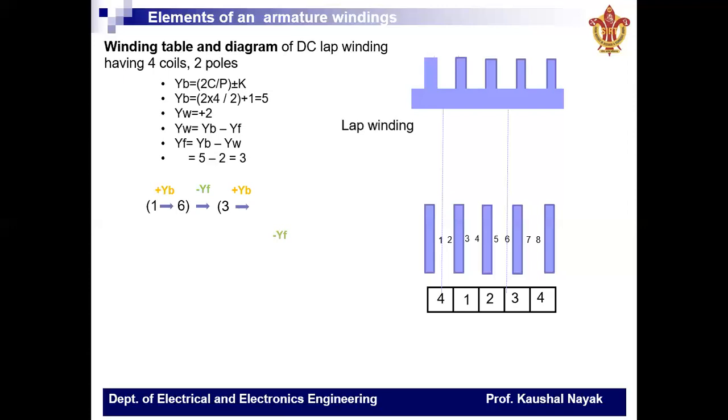So for the second coil, the top conductor is 3 and the bottom conductor is 8. And the front pitch defines that coil side numbers 6 and 3 are connected to the same commutator segment, and coil side numbers 8 and 5 are connected to the commutator segment consecutive to the previous, that is, the one connected to 6 and 3 coil sides.